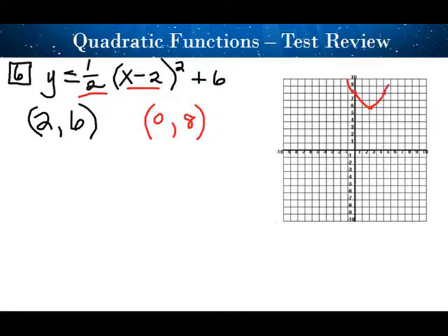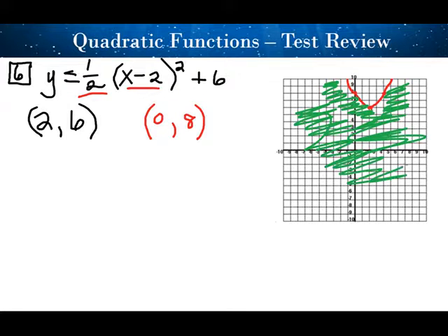Okay. Now it says it's less than, so less than means I shade on the bottom. So all I'm going to do is go below the line. So I'm going to shade everything below the line. In fact, everything below the line will be a solution for this equation. And that's all I have to do to shade the parabola.